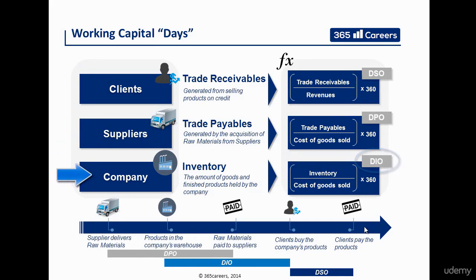DIO is a financial measure of a company's performance that gives investors an idea of how long it takes a company to turn its inventory into sales.